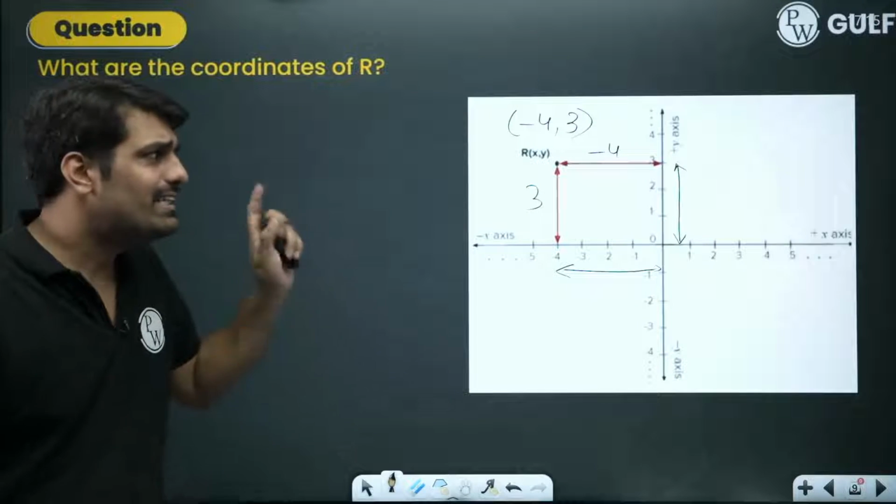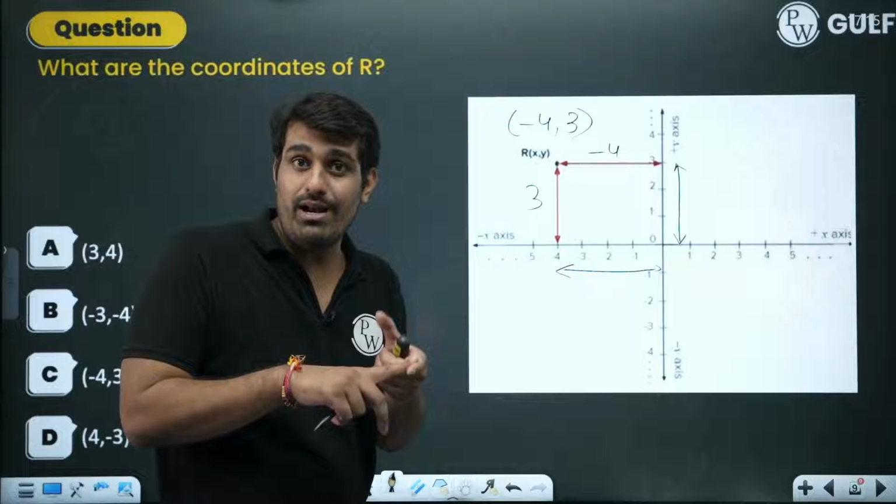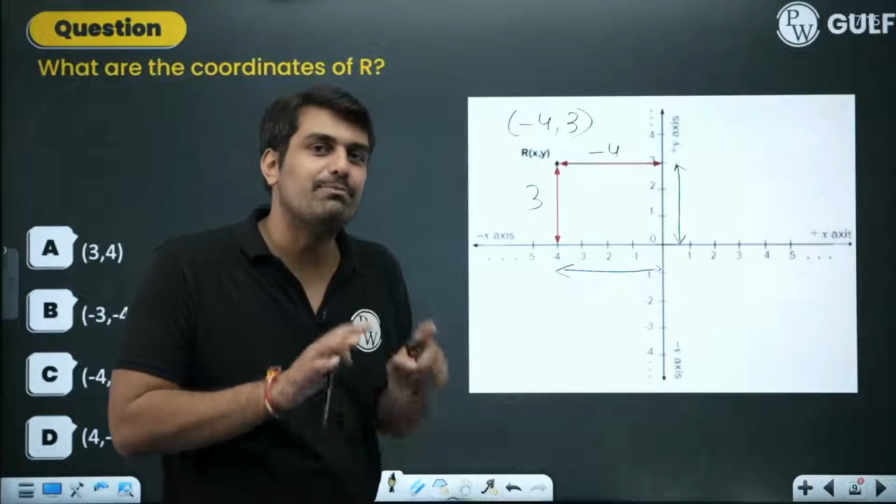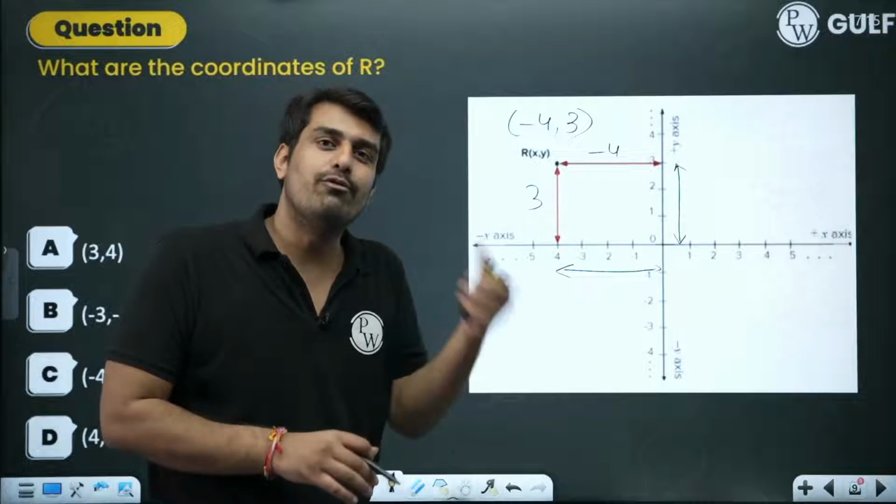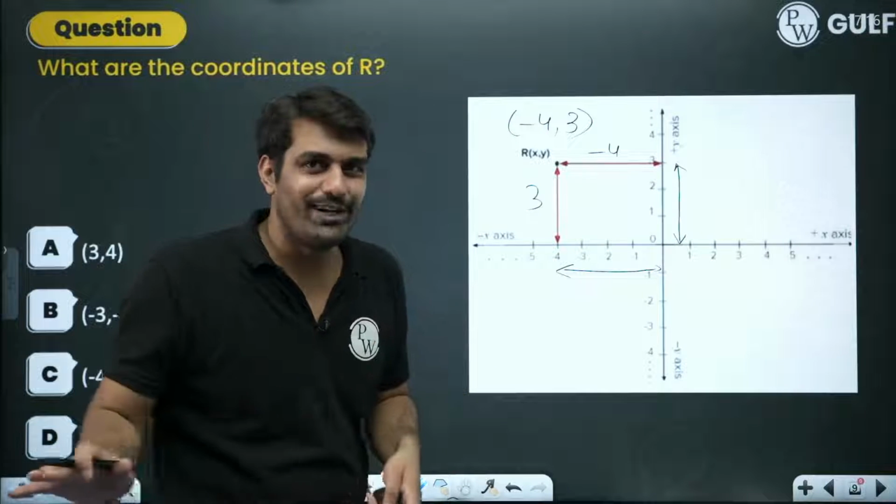Very simple thing. These two things should be very clear: how to plot a point and how to find the coordinates of the point. If this much you don't know, you should pause the video, rewatch again, then go forward. Otherwise, no need to go forward.